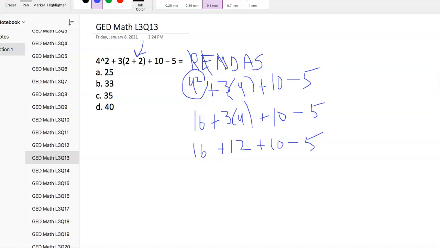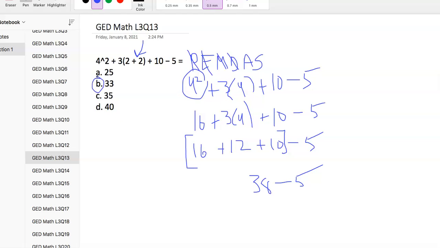Parentheses, exponents, multiply, divide. There's nothing to divide here, right? So we can not worry about D. Only got 2 left. And so now add and then finally subtract, right? So we can add all of these together right here. Okay, so 16 plus 12 is 28. 28 plus 10, 38, minus 5. 38 minus 5 is 33.